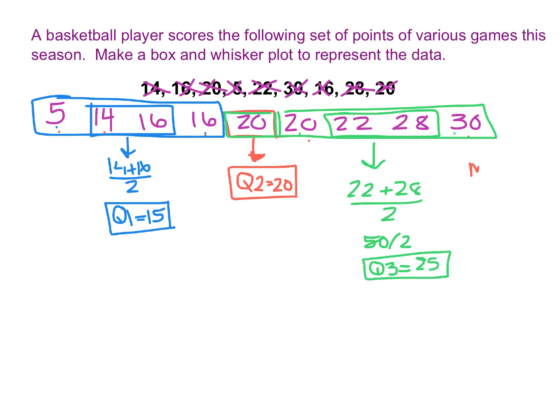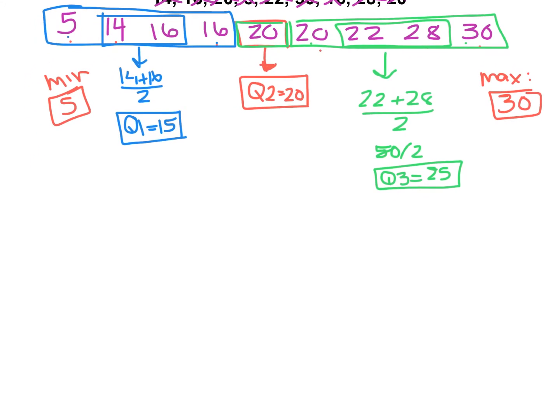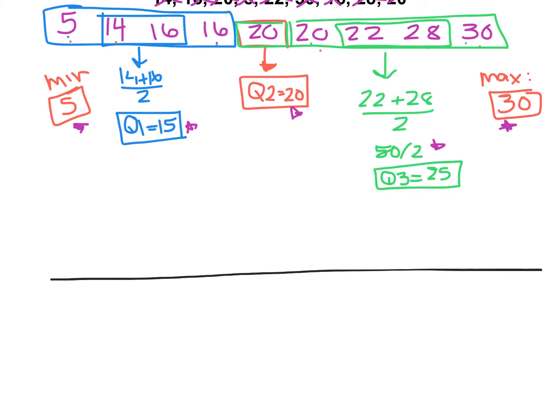Then to end, we have our max at 30. And we have our min at 5. When I create this box and whisker plot, typically you can go up by 1s on your line, you can go up by 5s, you can go up by 10s. What I notice is kind of unique about this data set is that we have 5, 15, 20, 25, and 30. All of those are multiples of 5. So just for the sake of time, I'm going to have my number line increase by 5s, just so I don't have to draw 30 little tick marks, but you can certainly draw 30 little tick marks if you would like.